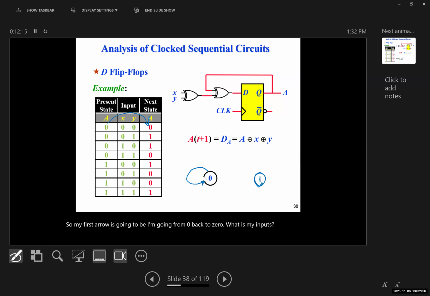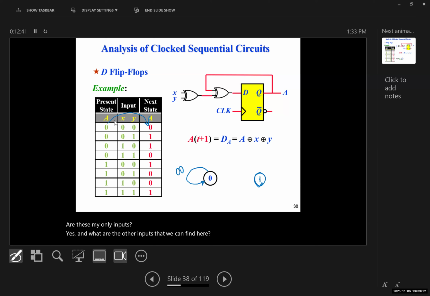0 and 0. So I'm going from 0 to 0. And what are my inputs? Are 0 and 0. Are these my only inputs? Yes. And what are the other inputs that we can find here?